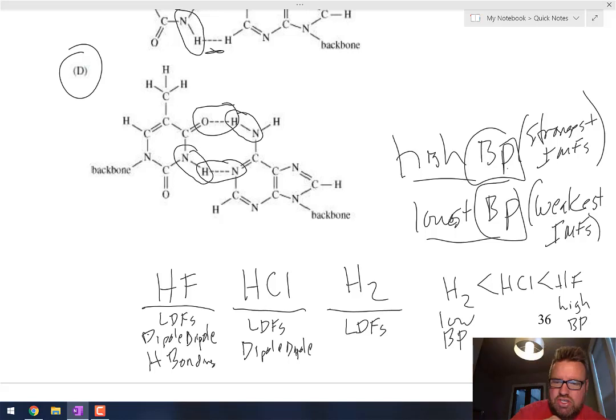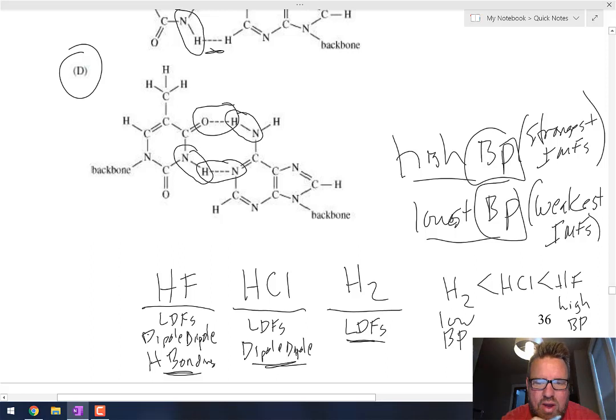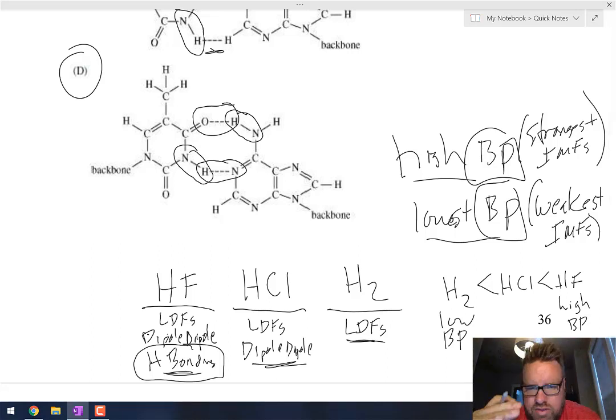And again, just know that LDFs, London dispersion forces, are typically the weakest. Dipole are in the middle, and then hydrogen bonding, absolutely without a doubt, is the strongest of those three. And you'll find a lot of multiple choice questions where the answer ends up being something dealing with hydrogen bonding. A lot of your questions in your homework packet for these three videos deal with hydrogen bonding.